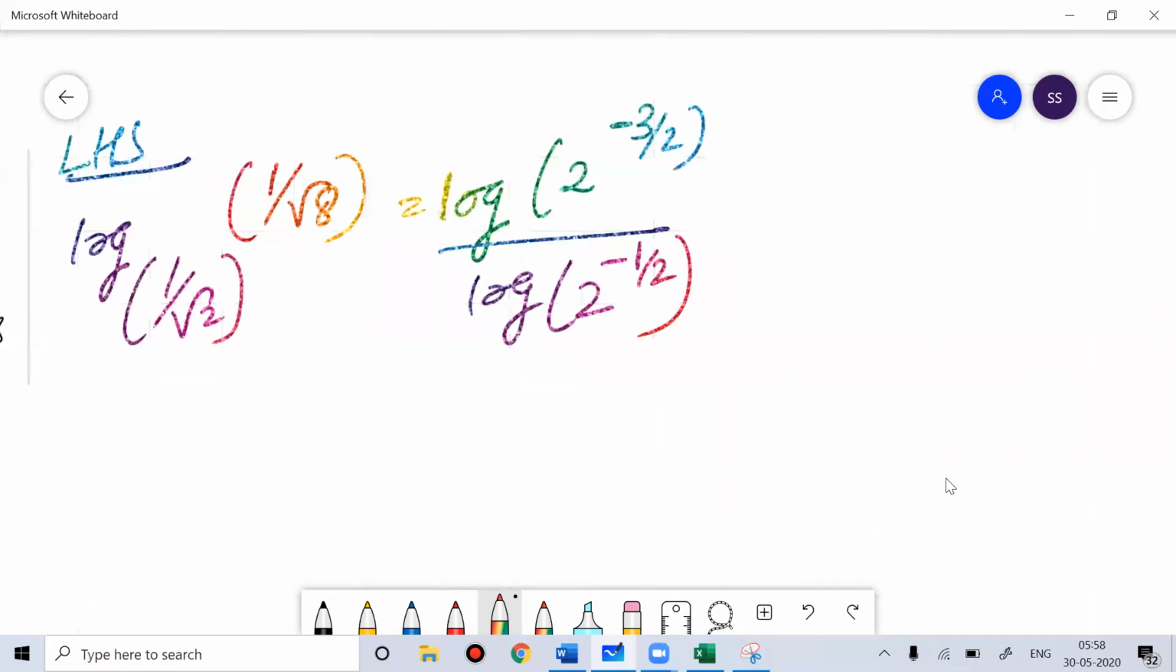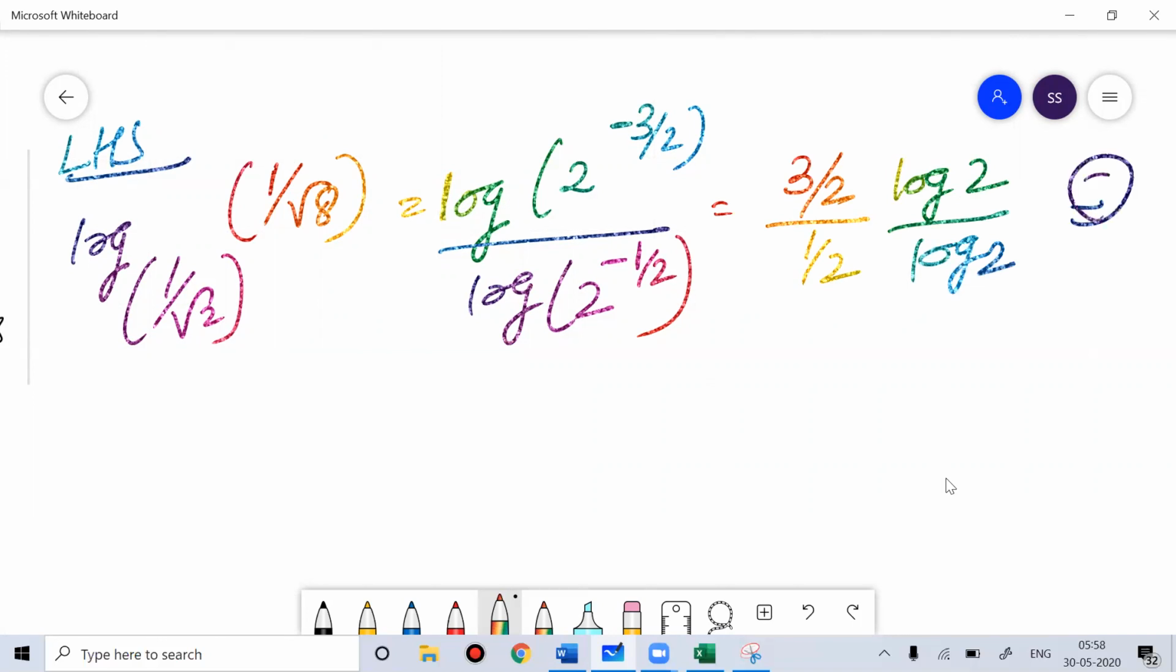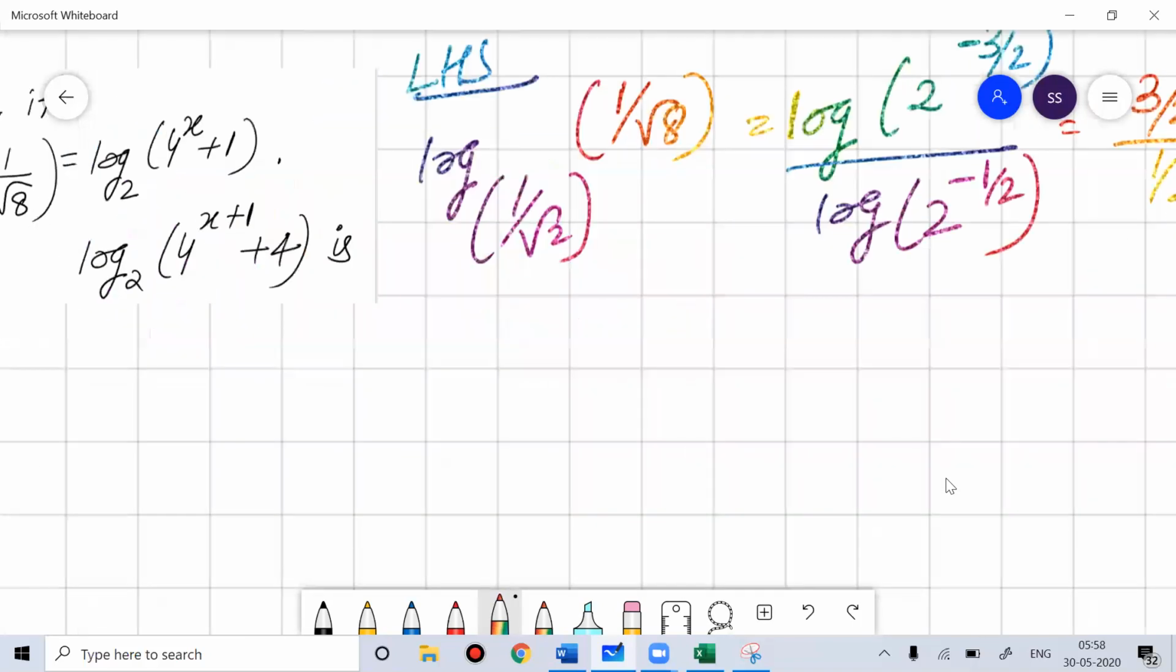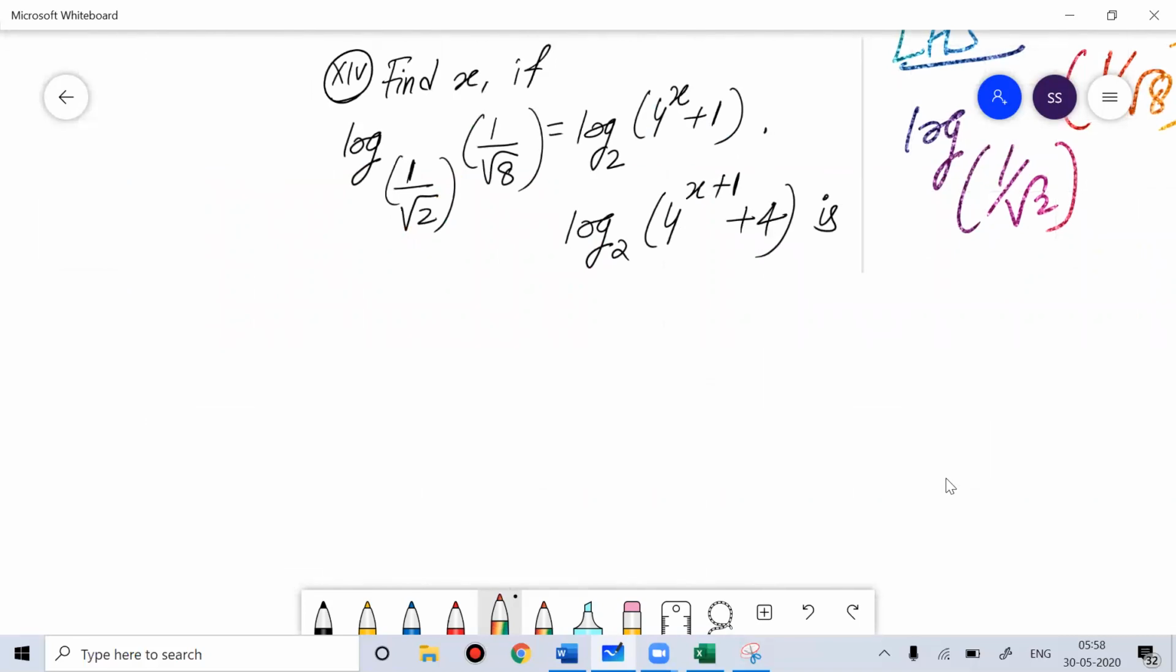So if you solve this, what will you get? This is 3 by 2 minus minus, which will be plus 1 by 2. This is log 2 by log 2, which will give you 3. Your LHS part here is equal to 3.